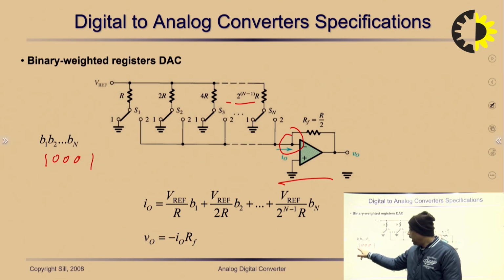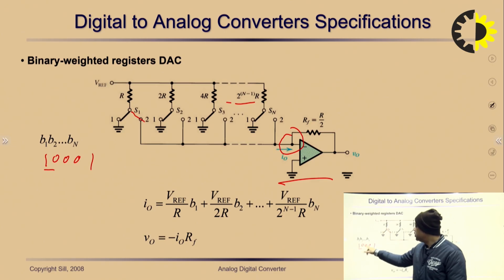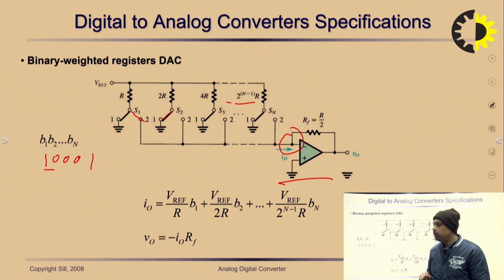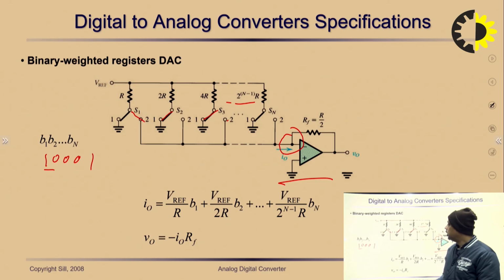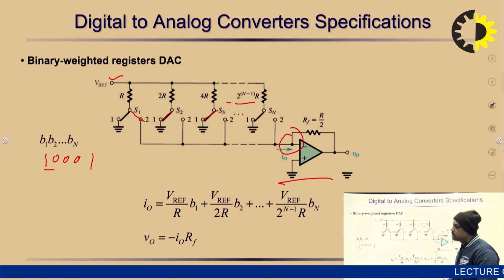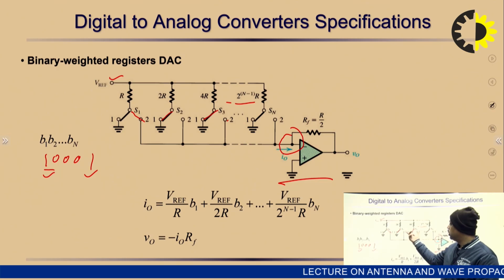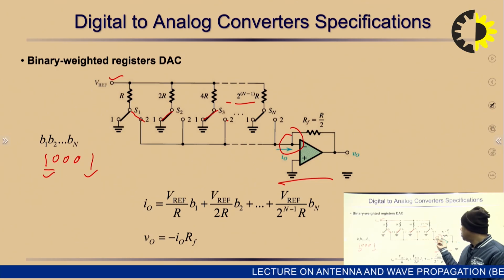So if 1 exists, the switch must be closed to this value. If it is 0, it must be grounded. For the third case, it must again be grounded, and for the fourth case, again grounded, and for the fifth case, it is again connected to the summing amplifier. This is the reference voltage that is provided to this converter. So the number of ones and the position of the ones are going to be summed up over here and produce a particular output at the output terminal.